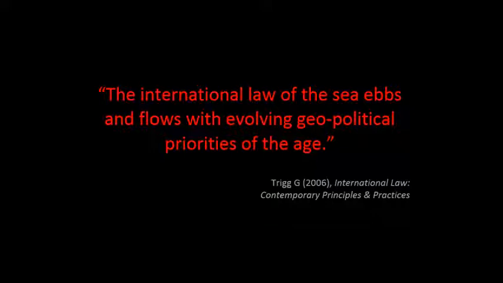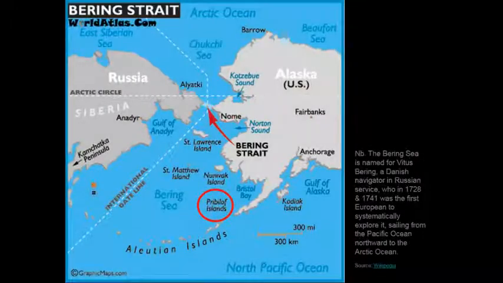Amazing lady. So Gillian Triggs wrote in a great book back in 2006, International Law, Contemporary Principles and Practices, "The international law of the sea ebbs and flows with the evolving geopolitical priorities of the age." It's such a beautiful imagery, ebbs and flows. So in the ebbing and flowing, a really important point of reference is the Bering Fur Seal Arbitration in 1893.